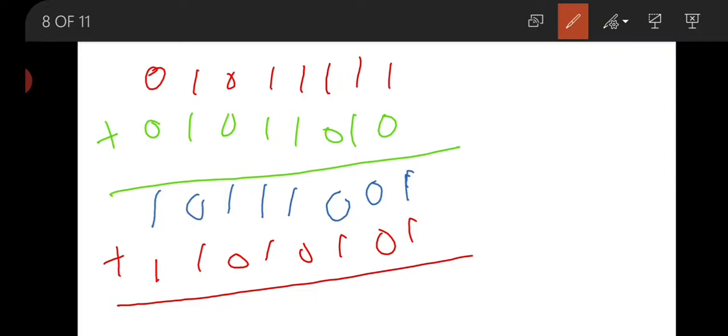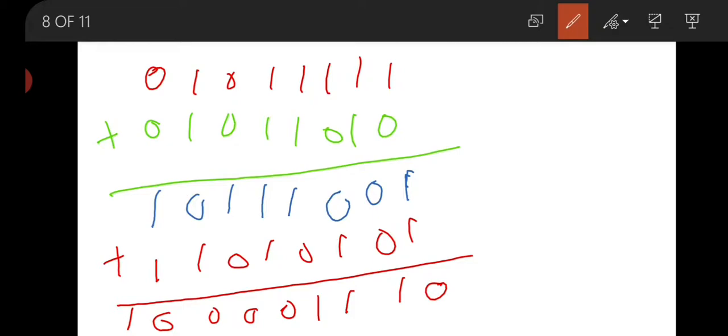Now find the sum of this: 1 plus 1 is 0, and here the carry bit is added, 1. Now here, 1 plus 1 is 0, 1 plus 1 is 0, 1 plus 1 plus 1. That means 1 plus 1 is 0. We have the carry bit, that means this is 0 and 1 is our carry bit.